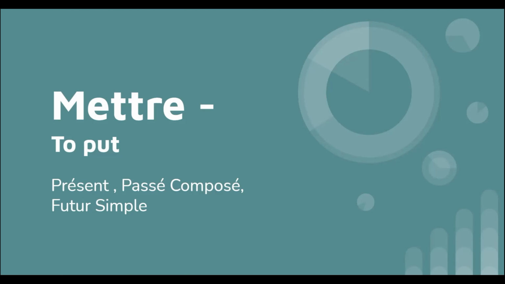The verb mettre is an irregular verb, so there's no rule to follow to conjugate it. You just have to memorize it. But once you know how to conjugate this verb, you'll actually be able to conjugate a few other verbs as well.